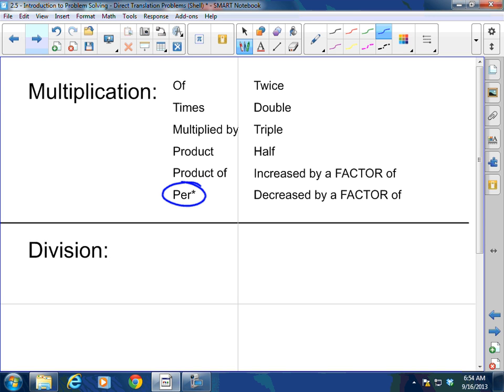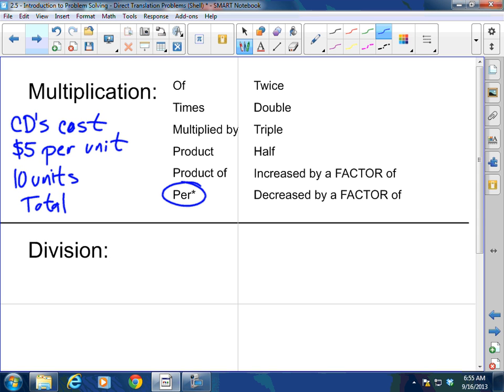For example, if I say CDs cost $5 per unit, and you buy 10 units, okay, what's your total cost? Well, in this case, per means for every, so $5 for every unit, 5 times 10 would be $50. So it depends how they use per. You have to be really careful. But per can indicate multiply.